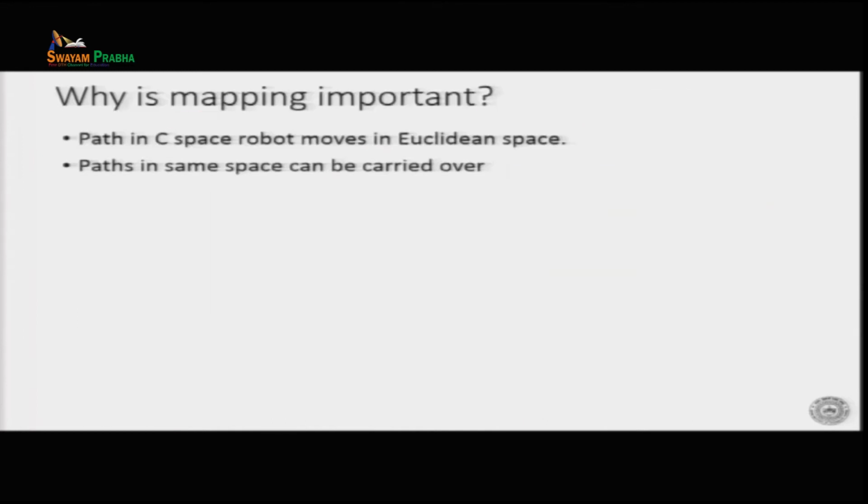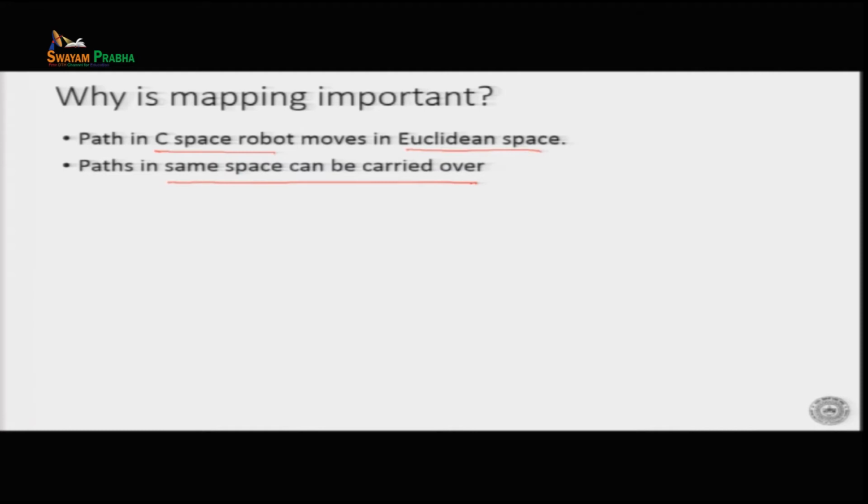Now, why is mapping important? This I have said quite a few times, that we are basically going from one space to another space. So, the path is in C space, whereas the robot moves in Euclidean space. So, if there is no connection, then obviously you can find a path, but the robot will not be able to go on it. Okay. The second reason being that paths in the same space can be carried over.